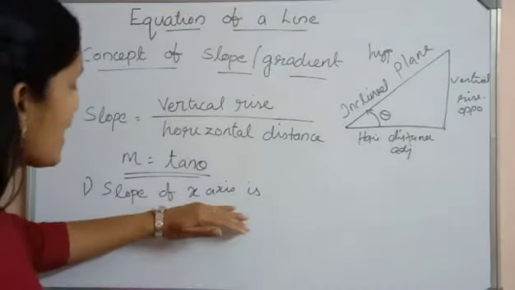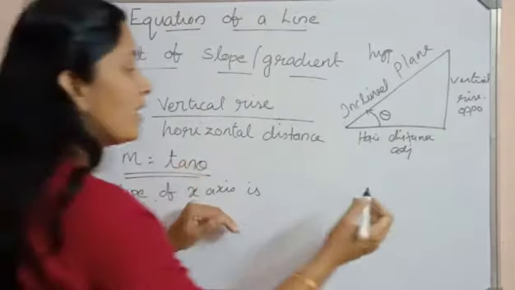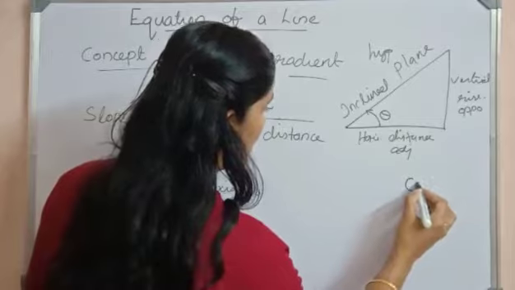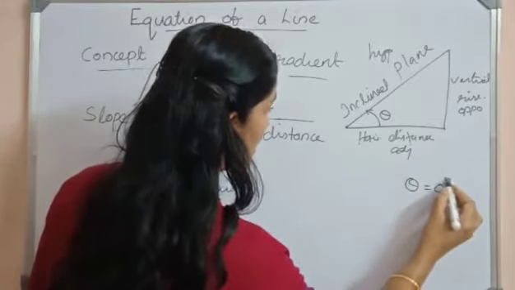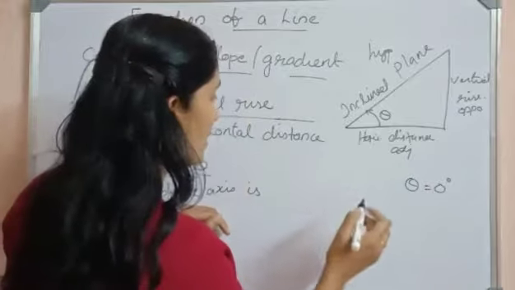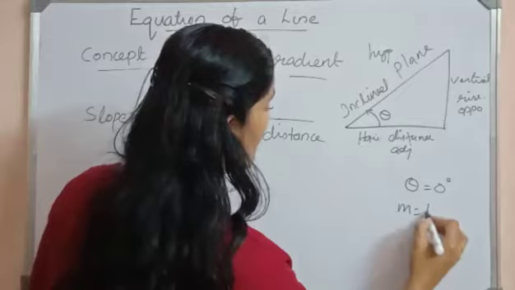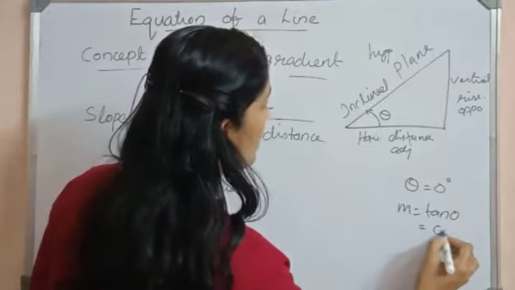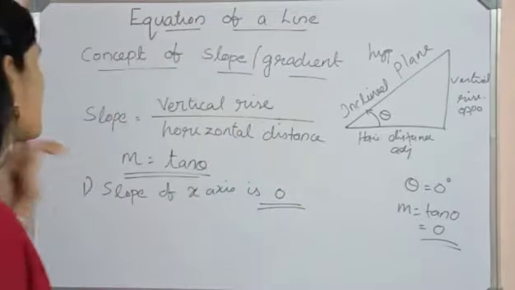The slope of the x-axis is, we know that the slope is m is equal to tan theta. Here the inclination, when you are considering the x-axis, theta is equal to 0 degree. Therefore, m is equal to tan theta. So, the x-axis slope is tan 0. Therefore, it is equal to 0. Therefore, the slope of the x-axis is 0.